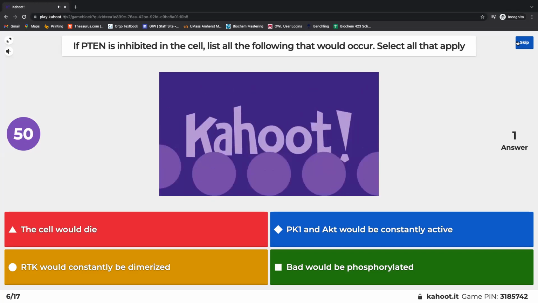So PTEN is the phosphatase that turns PIP3 into PIP2. Yeah, so it inactivates it.